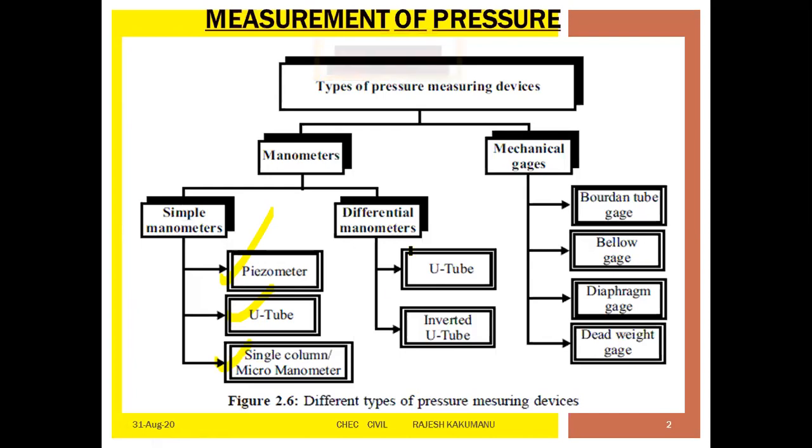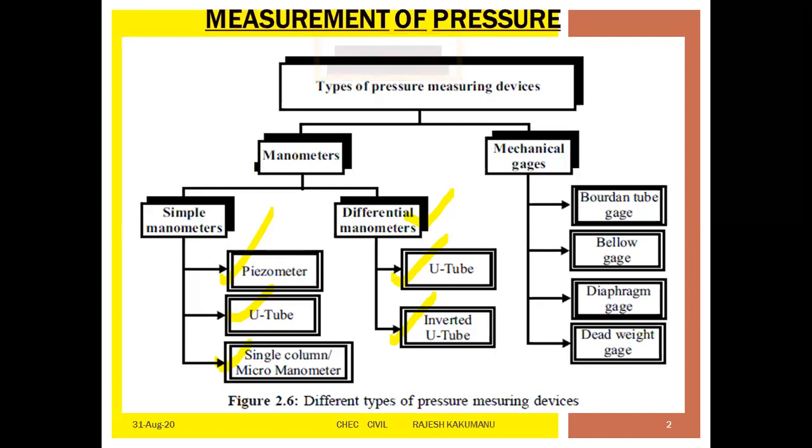The second category is differential manometer. In the differential manometer, you are having again U-tube manometer and inverted U-tube manometer. So these are the various pressure measuring devices under the category of manometers.